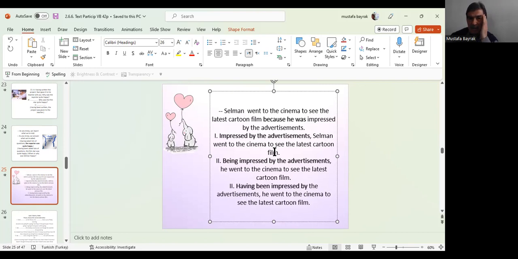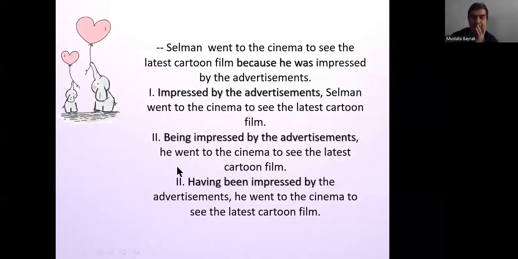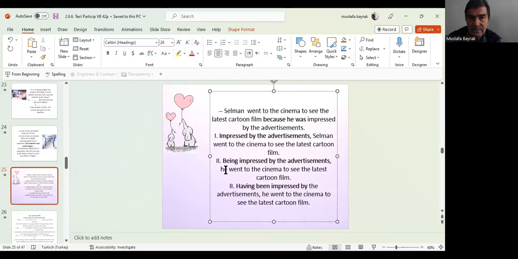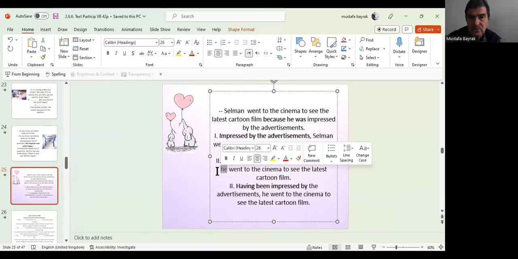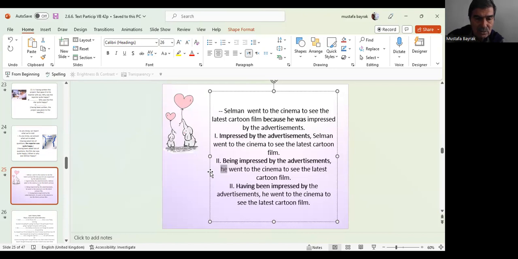Impressed by, because Selman was impressed by the advertisement and he went to the cinema. Okay, so impressed by the advertisements, Selman went to the cinema to see the latest cartoon, Kung Fu Panda, for example. Roman number two, being impressed by the advertisements, Selman went to see the latest cartoon film.